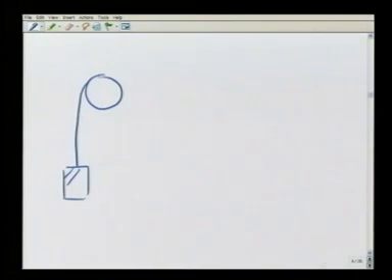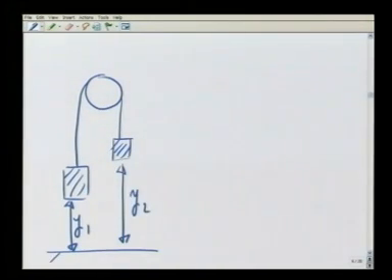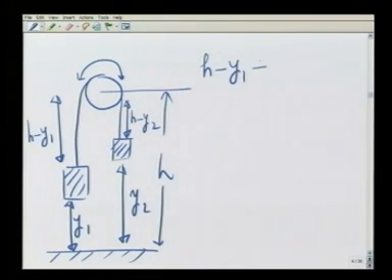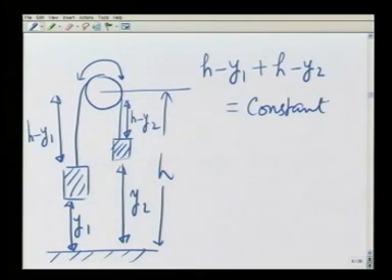Recall again, the constraint that the two masses move together is provided by the fact that the rope is of fixed length. And I can express this mathematically as this part, which is h minus y1, plus this part, which is h minus y2, plus this part is of constant length. Since this part is always of constant length, I can write my constraint equation as h minus y1 plus h minus y2 is equal to a constant, or shuffling terms around, I can write this as y1 plus y2 is equal to a constant.